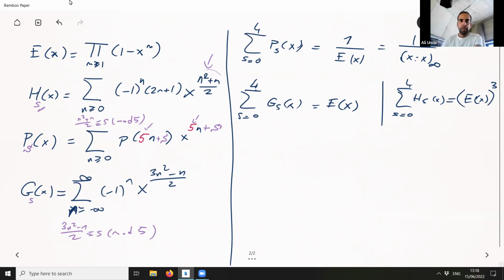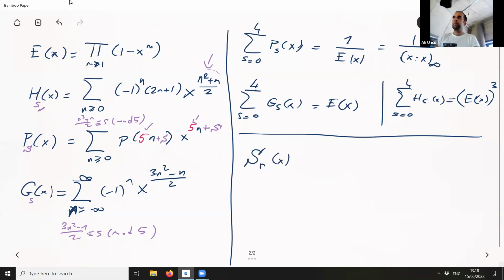Cool. And the ideas are the same. Again, we want to dissect the 0 modulo 5 case, because 0 modulo 5 is where we're going to have what we want, or like this S modulo 5 is what we want to get. So let's define one more function, which is this capital S of residue class R of X.